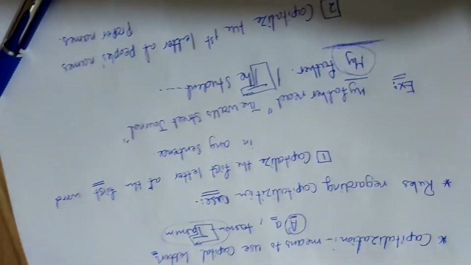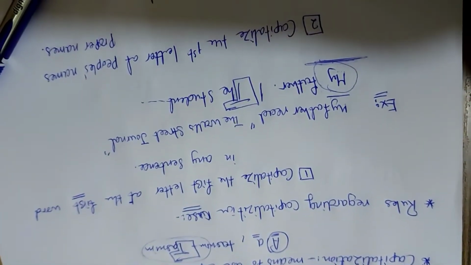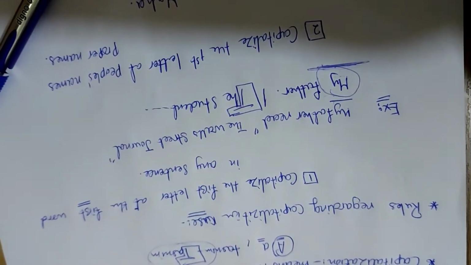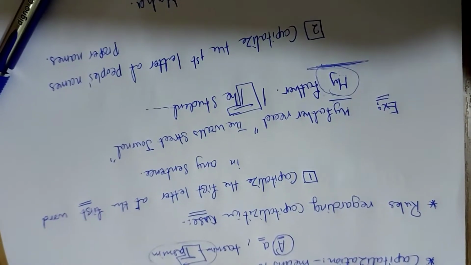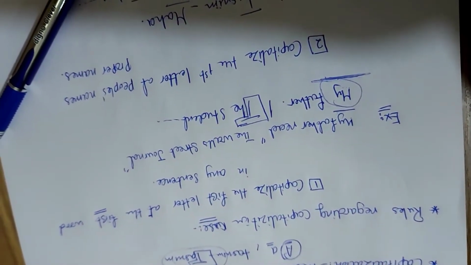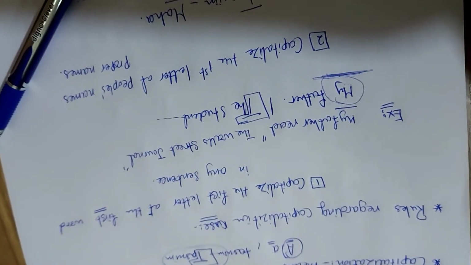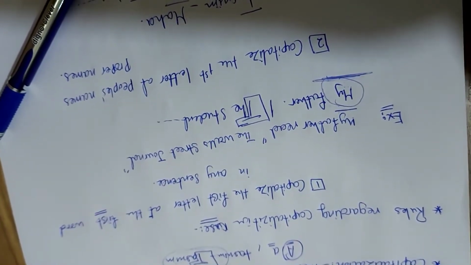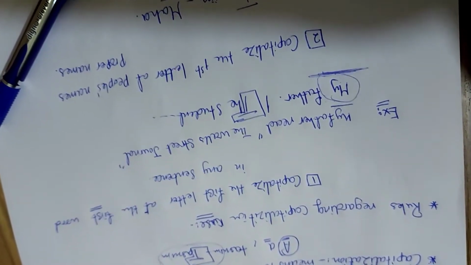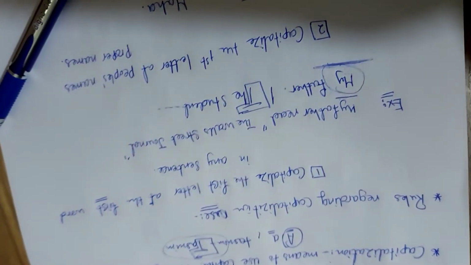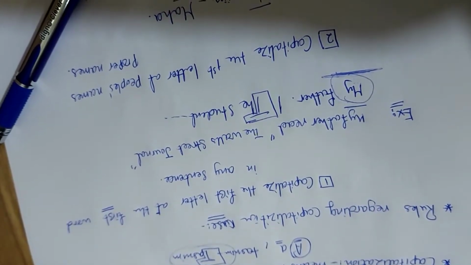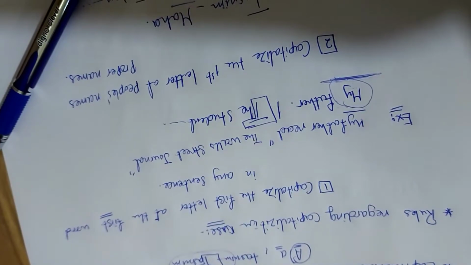Let me start with the very first one, that is, we must capitalize the first letter of the first word in any sentence, just like here in the example that I used, my father read the Wall Street Journal. Here, my father, I must go and capitalize the M in my, since it's the very first letter in the very first word in the sentence.